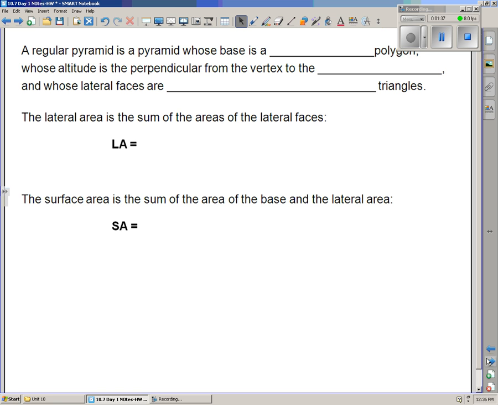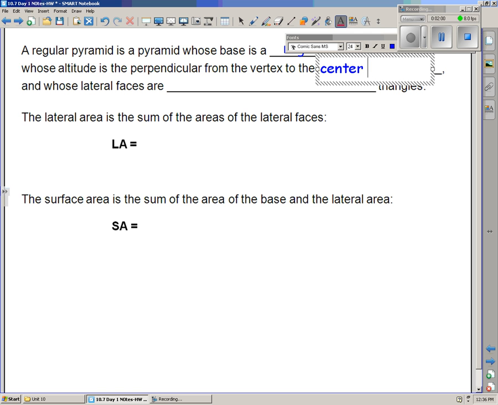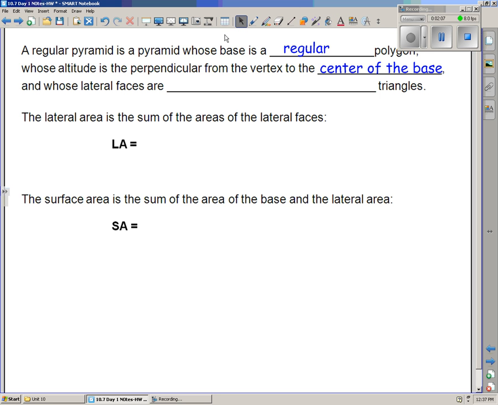So a regular pyramid is a pyramid whose base happens to be a regular polygon. Don't forget, regular polygon means it's got the same exact side lengths and the same exact angles. Alrighty, so when we talk about a regular pyramid, the altitude is the perpendicular that goes from the vertex to the center of the base, and whose lateral faces happen to be congruent isosceles triangles.